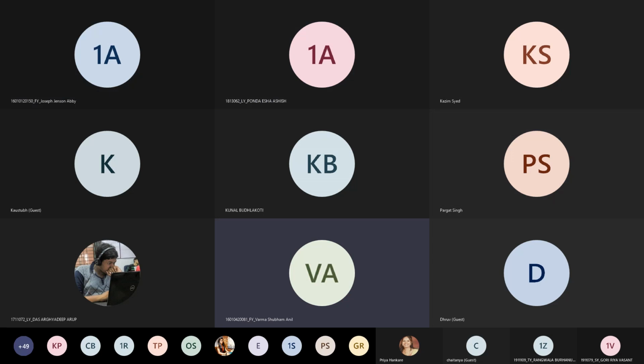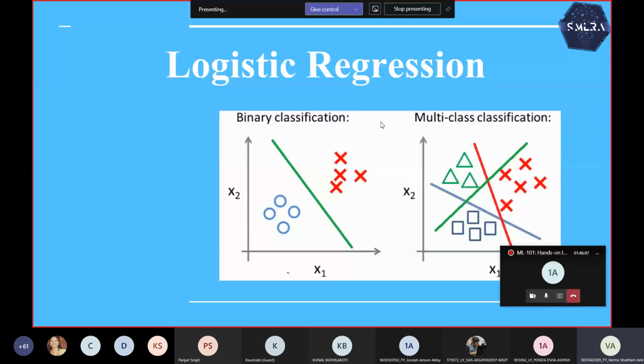So now I will be taking logistic regression. First of all, distinguish between linear regression and logistic regression. As very well explained by Jenson, linear regression deals with continuous data and helps in predicting future values on the basis of past data. But logistic regression is a little different. Logistic regression helps you in binary classification.